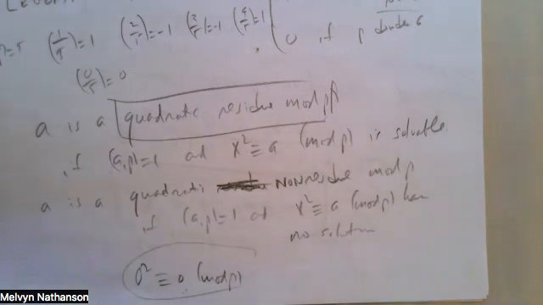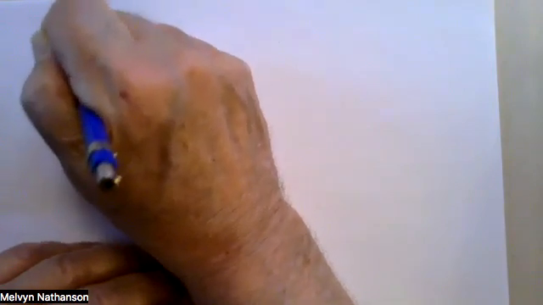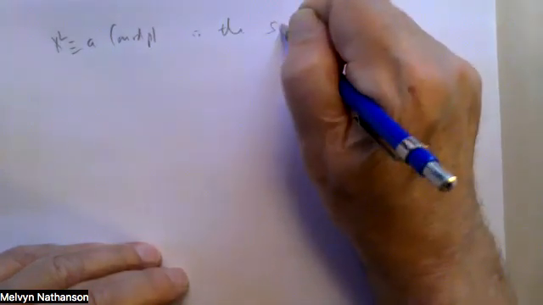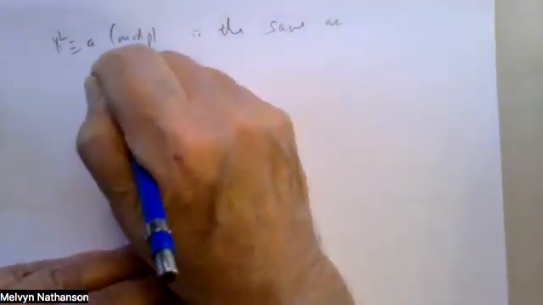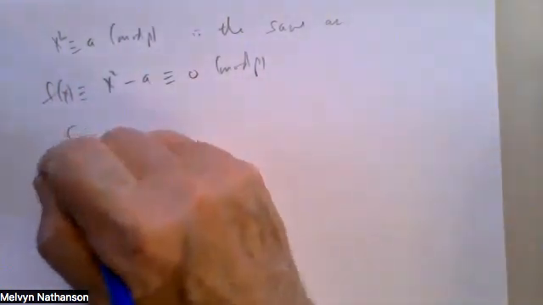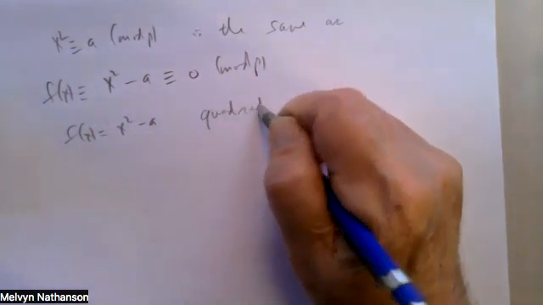You can also say a couple of other things. So x squared congruent to A mod P is the same congruence as x squared minus A congruent to 0 mod P. Right? Just bring the A over to the other side. This is like saying f of x is congruent to 0 mod P, where f of x equals x squared minus A. This is a quadratic polynomial.